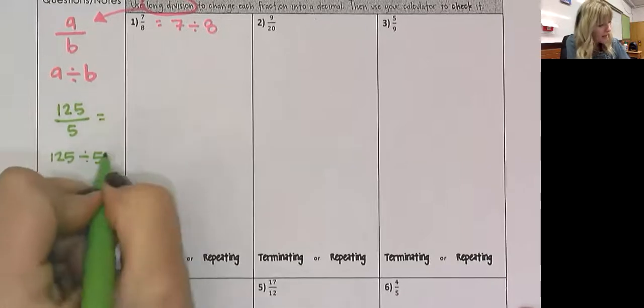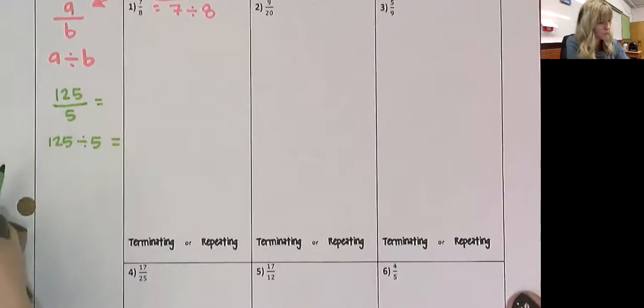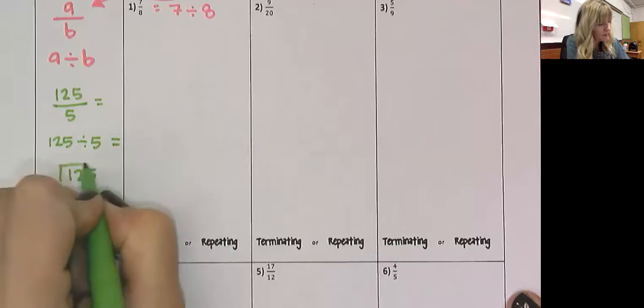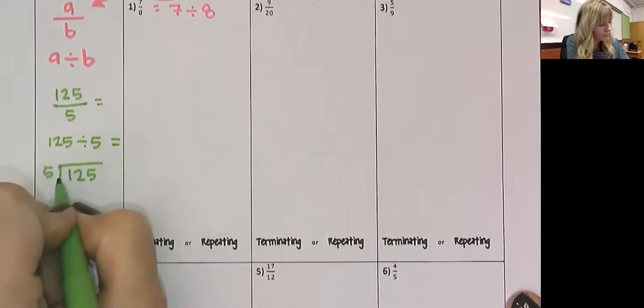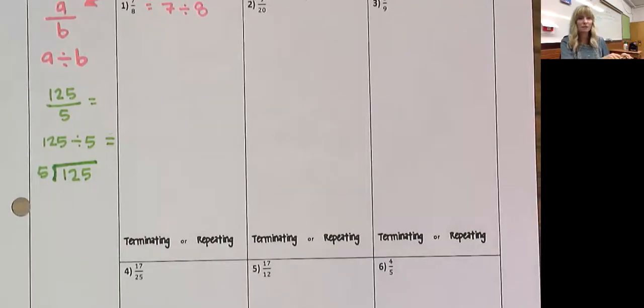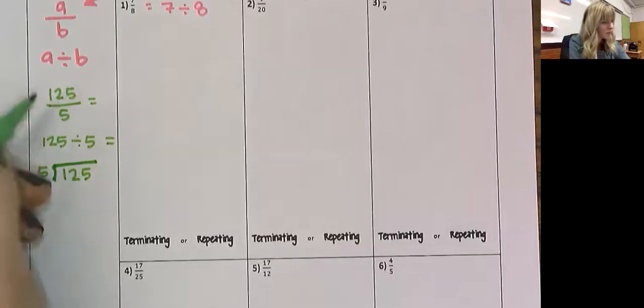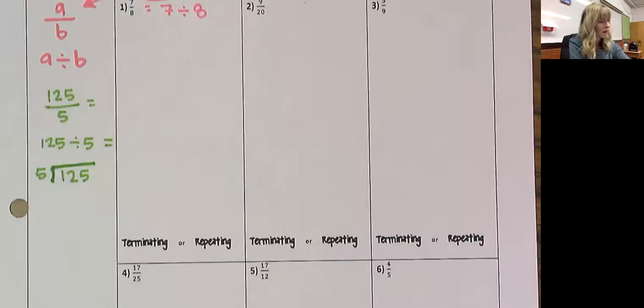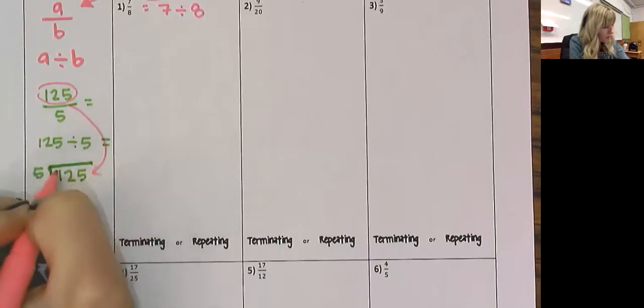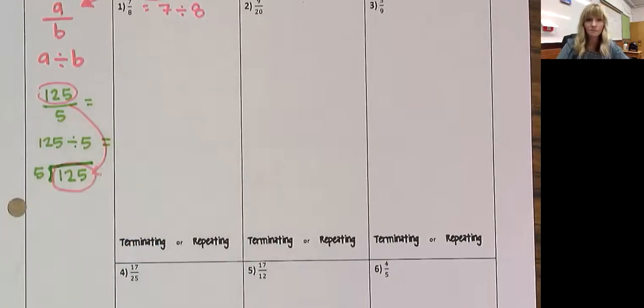And remember, that would also turn into 125 divided by 5 when you set up your long division. Hopefully that all looks familiar to you. None of that is new. It's stuff you did in elementary, but we've got to bring it back. So notice that the number on top is the number that also goes under the division bar.